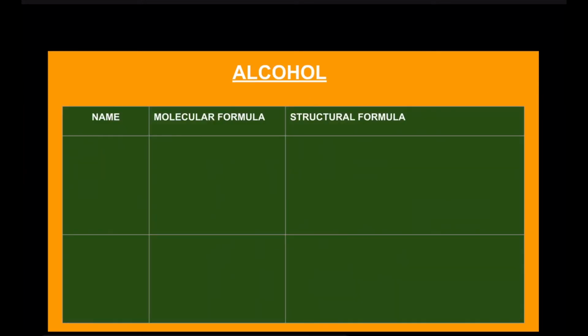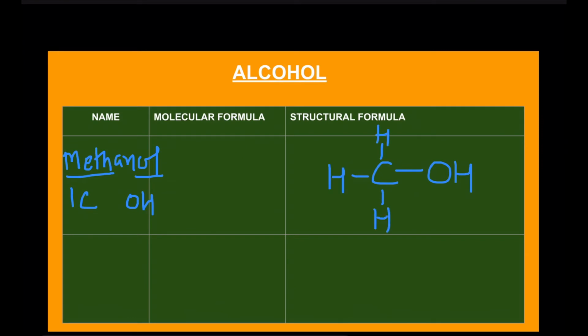The first member of this alcohol series is methanol. Meth, it tells that it has got one carbon. Ol, it tells us that there is OH group in it. Let's write the structural formula. One carbon. On one carbon there is OH. Now we are going to fill the hydrogens in it. The molecular formula becomes CH3OH.